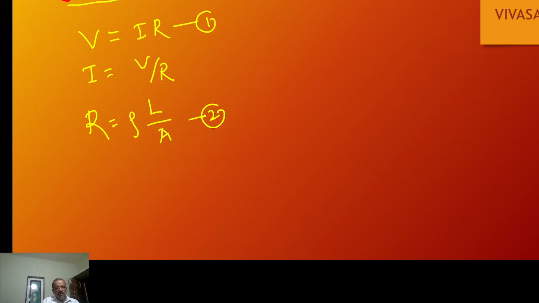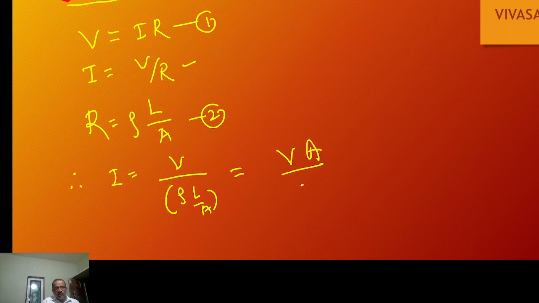You can substitute the value of R in the above equation, that means I is equal to V divided by R, where the R value is rho L upon A. Further you can simplify this, and it becomes I is equal to VA divided by rho into L.